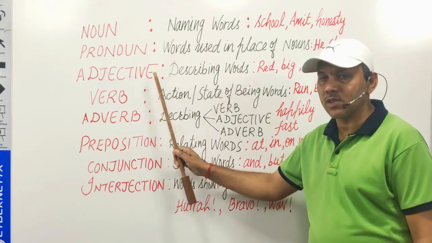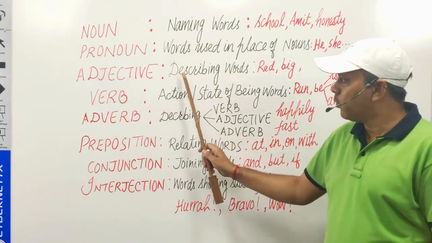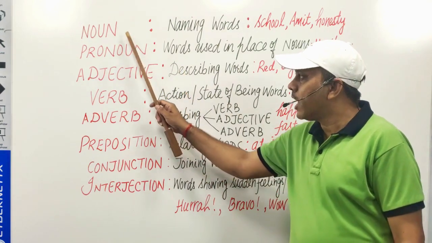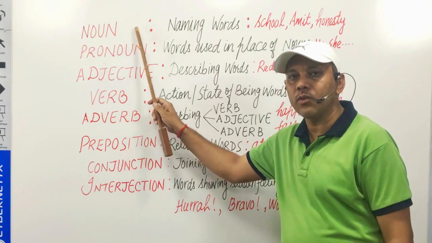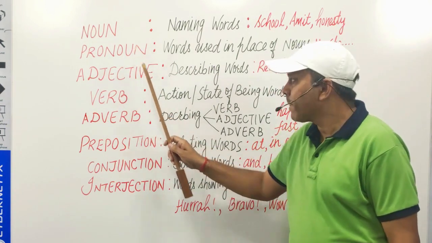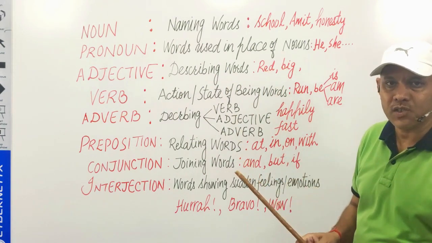Next is adjectives. Adjectives are describing words. What do they describe? They describe noun or pronoun. They add something to the meaning of noun and pronoun. For example, red, big, small, etc.